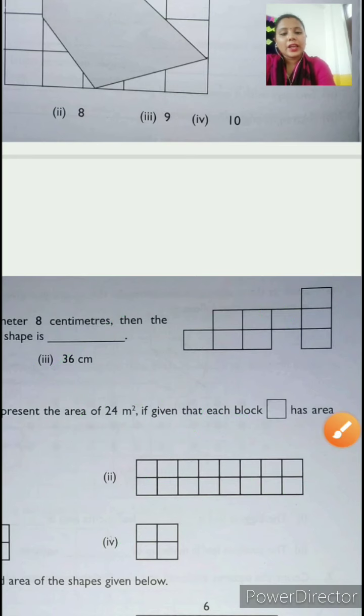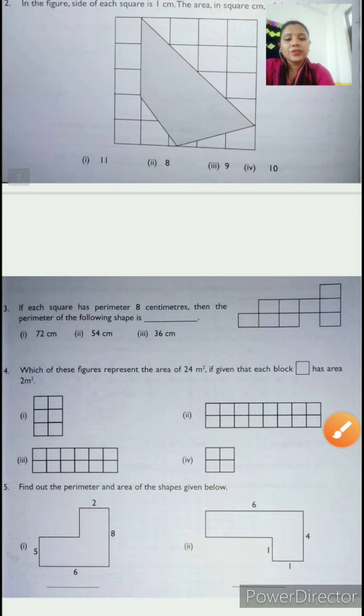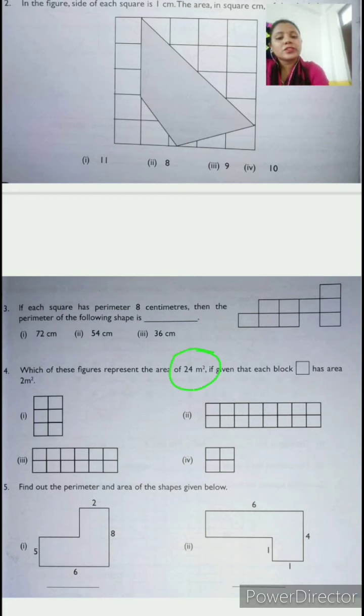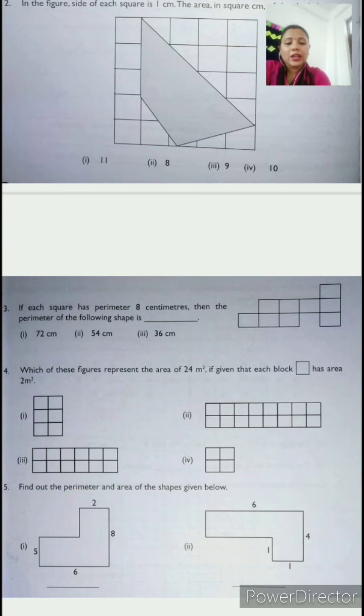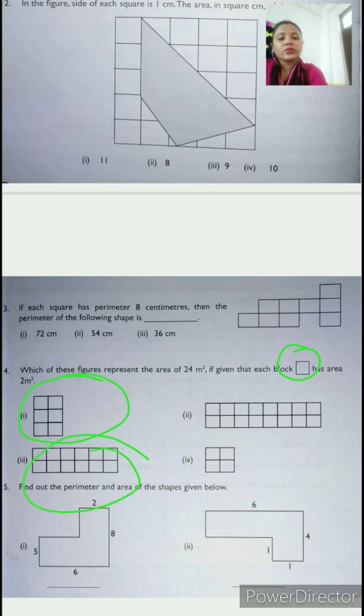Okay. Now next is: which of these figures represents the area of 24 square meters? Out of these 4 shapes, which one represents an area of 24 square meters, if each block has an area of 2 square meters? If one block is 2 square meters, which shape has the area of 24 square meters? Just check.